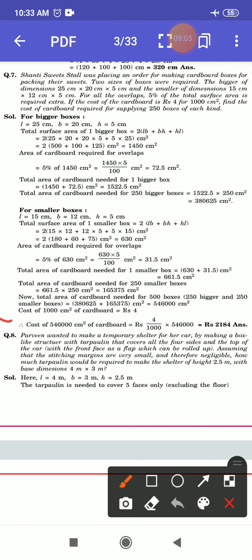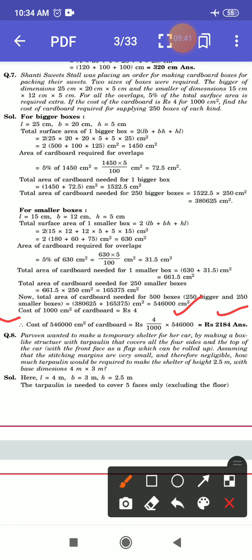Costing is for 1000 centimeter square you have to pay 4 rupees. So you have to multiply this total area with 4 upon 1000, and then you calculate, and the answer is 2184. This is your required answer for this question. Clear? So here you very well know how to work with this type of question, and how to do this type of question in your exam.